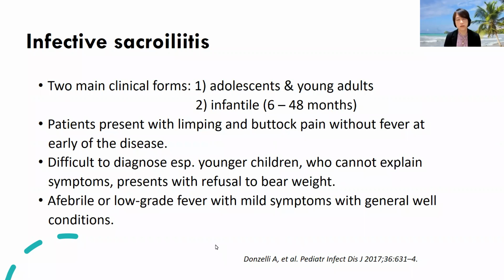There are two main clinical forms of infective sacroiliitis: in adolescents and young adults, and in infants younger than 48 months. The patient usually presents with limping and buttock pain without fever early in the disease. It's quite difficult to diagnose, especially in young children like this case, who cannot explain symptoms, and they will present with refusal to walk or bear weight. The patient can have no fever or low-grade fever with mild symptoms, with a generally well condition.